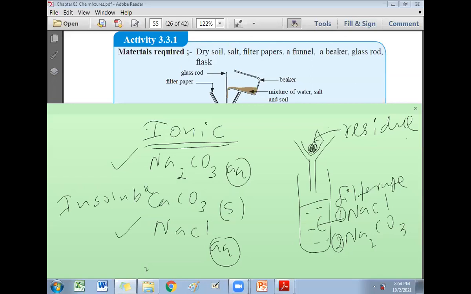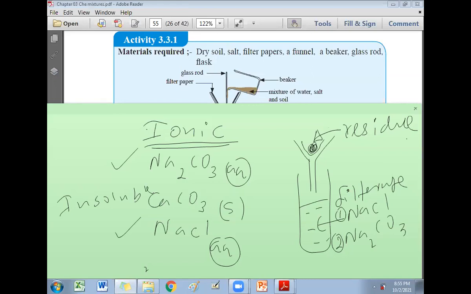Calcium carbonate: corals in the sea, limestone, eggshell, shell of the snail, right? Marble contains calcium carbonate. It is an ionic compound, but it is not soluble in water. Slightly can dissolve. In A-level chemistry, they teach solubility product and all, but corals are not dissolving in seawater. That is the residue here. It is left in the filter paper.